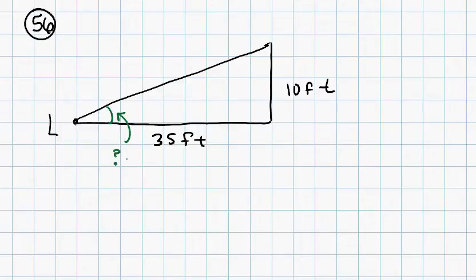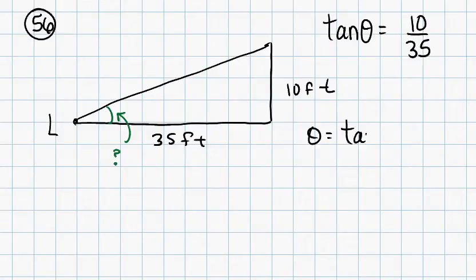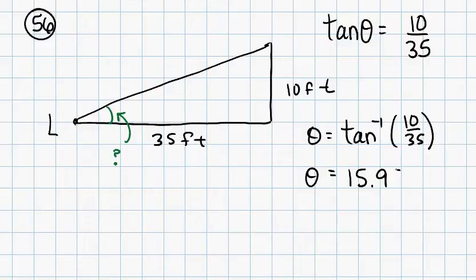This is again opposite over adjacent, so we are back to tangent. The tangent of our unknown angle equals 10 over 35. So to find theta, you will take the inverse tangent of 10/35. We are again in degrees. Your angle should come out to 15.95 degrees.